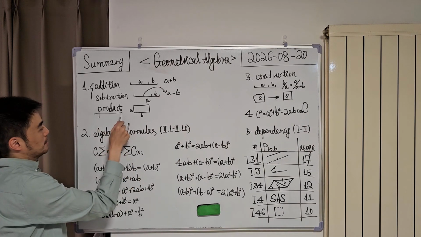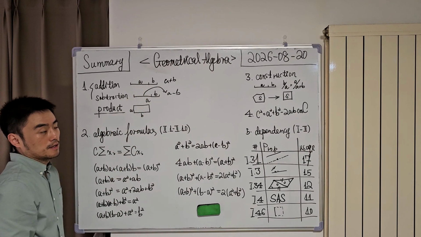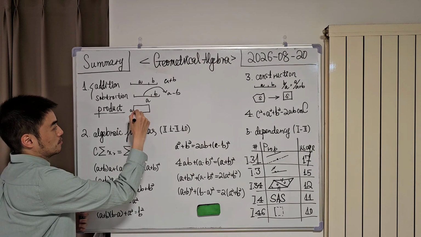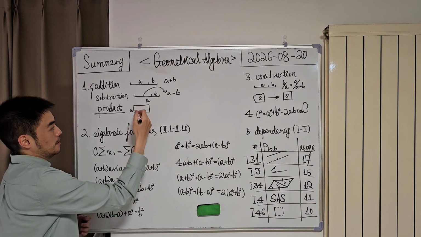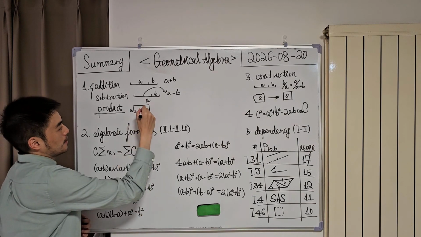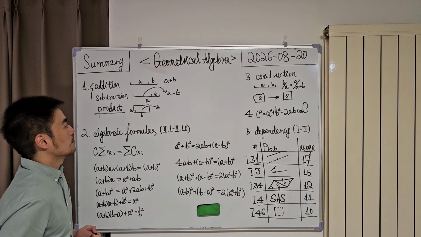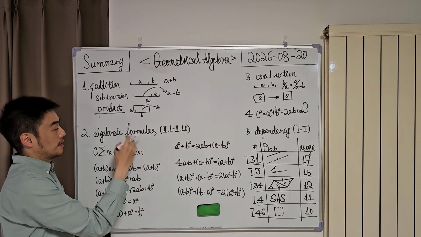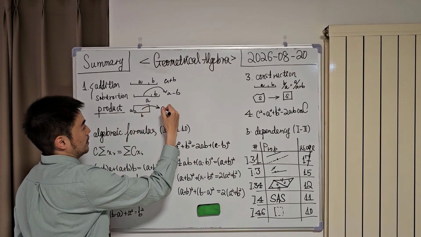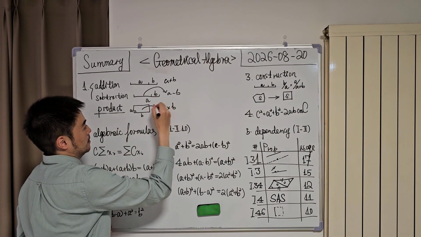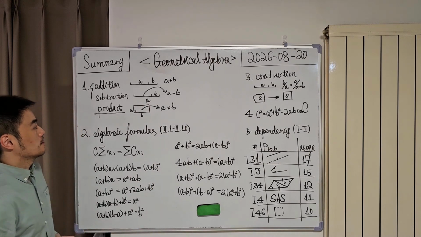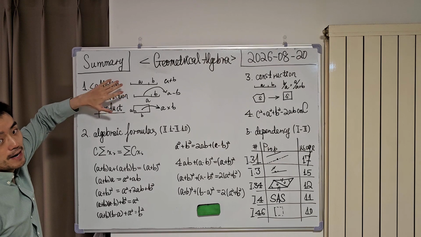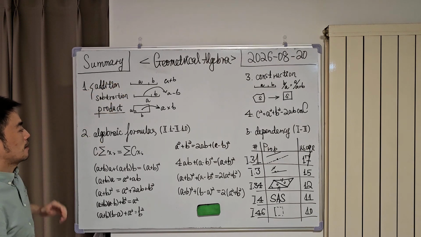But product had been introduced from book 2. At the very beginning, we have defined what a rectangle or rectangular parallelogram is. The area of this rectangle is demonstrating the operation of multiplication, or let's say product. So it will be a times b. Okay, so we have learned 3 geometrical ways to express algebraic operations. Okay, this is the topic 1.